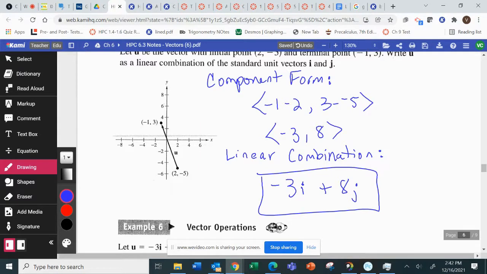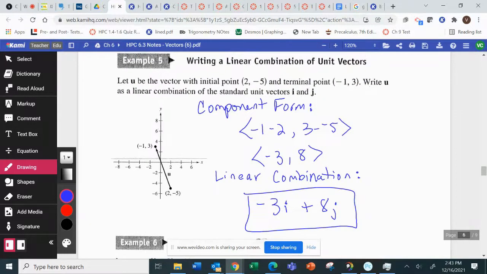Yes, Ria? So you did -1 minus 2, right? But how would you know not to do the other way around? How do I know not to do 2 minus -1? Because of the words initial point and terminal point, I have to start with the terminal and subtract the initial. We always do this. Remember, like x2 minus x1, like with all those other formulas.